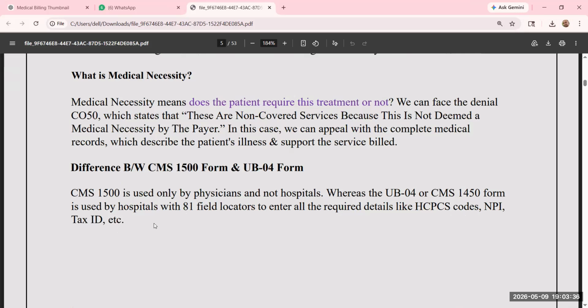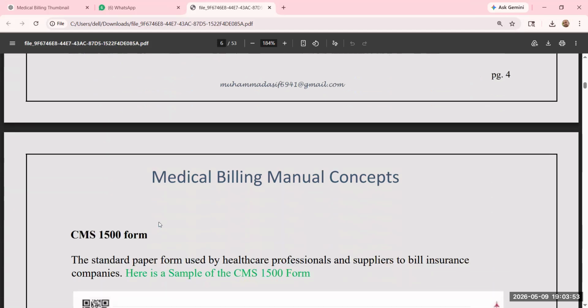In simple terms, the CMS 1500 is used for professional coding, physician coding. The UB04 or CMS 1450 is used for inpatient or admitted patient, facility or hospital coding and billing. So we should understand the difference between these.